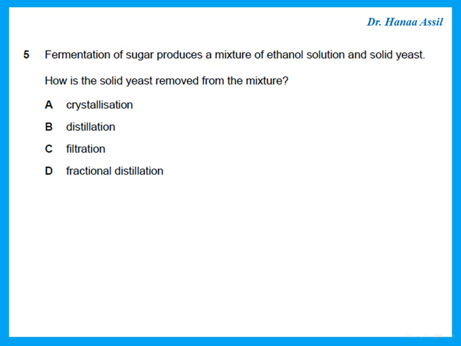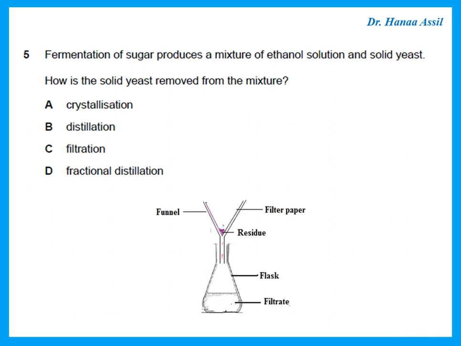Fermentation of sugar produces a mixture of ethanol and yeast. He's saying the ethanol is a solution, the yeast is a solid. How is the solid yeast removed from the mixture? Now, if I have a solid and I want to remove it from a mixture, of course, I should use filtration. In that case, the solid will be the one in the filter paper, so that will be the residue.